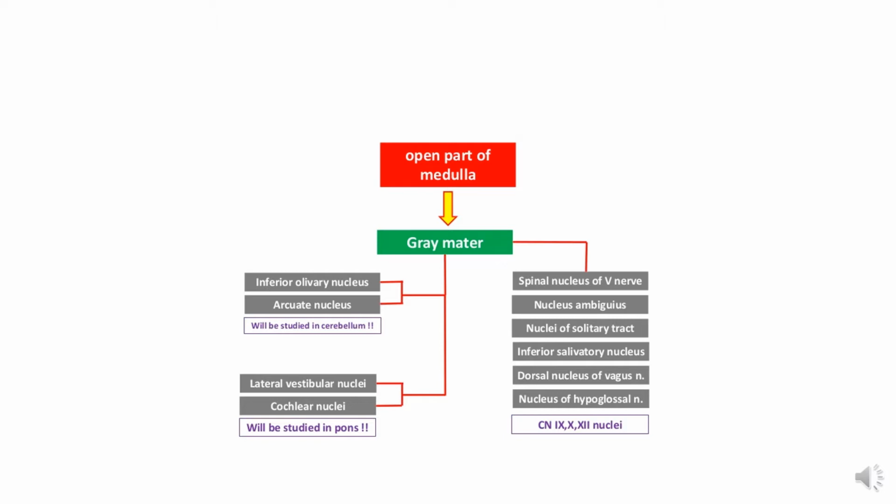So far we have covered the closed part, in which the spinal canal is present, and this spinal canal opens up into the fourth ventricle. This fourth ventricle is the cavity of the brain, and partly this is present in the medulla and partly in the pons. So this diamond shaped structure is present in the pons and the medulla. This is the open part of the medulla.